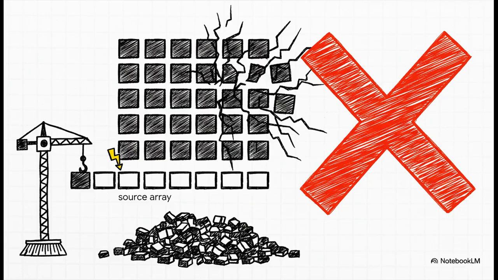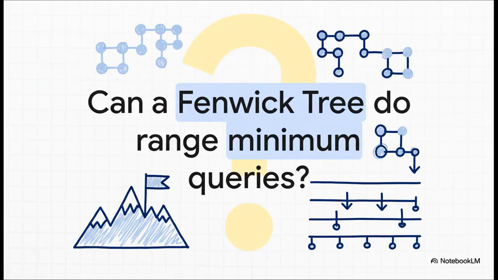It's a static-only structure. Remember, its whole strategy is built on that pre-computation. Change one value and you might have to recalculate a huge chunk of the table. The only real way to update it is to throw the whole thing out and rebuild it from scratch. A super slow process.